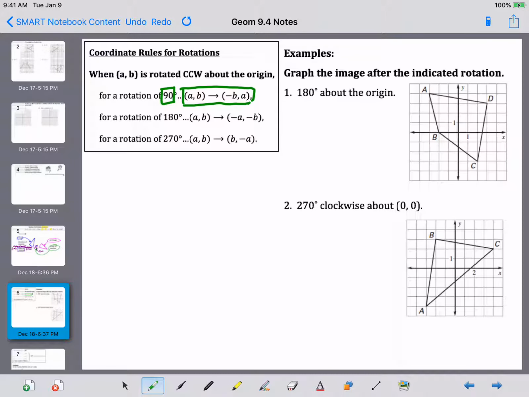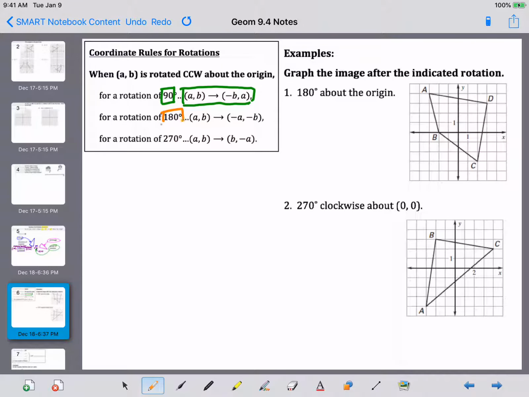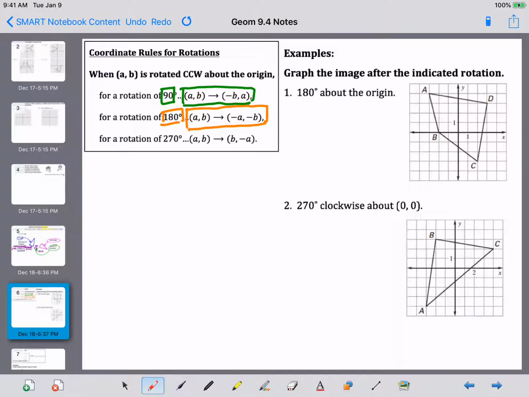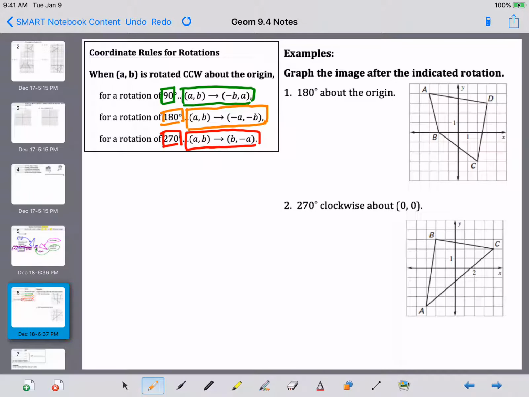If you're rotating 180 degrees, what you do is you keep them in the same spot, but you make them both opposite. So if the X was negative, you make it positive. If it was positive, you make it negative. And the last rule, for 270 degrees, you flip them and you make the A opposite. All right, so let's start with 180 degrees. Let's look at that example.